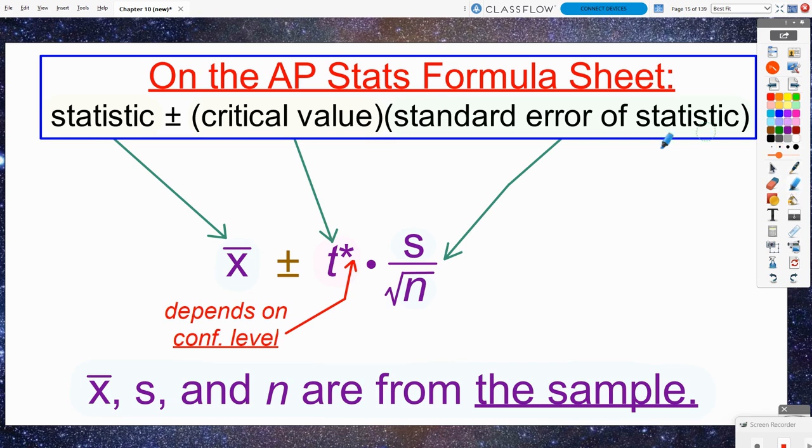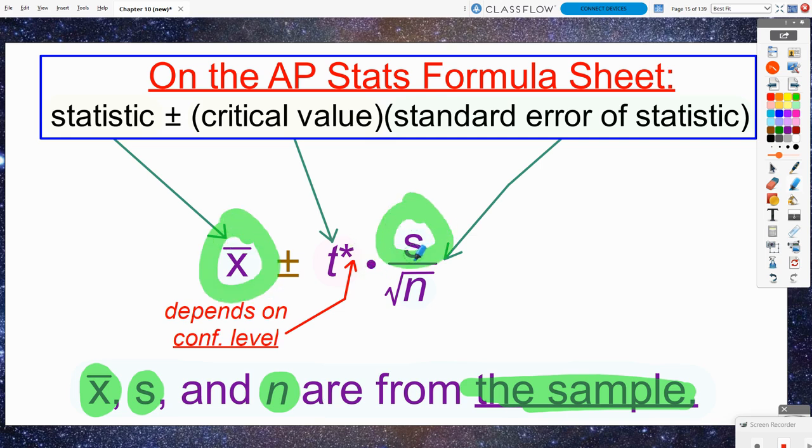Now, I just want to point out that x bar, s, and n are given to you basically in your sample information. You were specifically told what the sample mean and the sample standard deviation values were for the Oreos. We were told how many Oreos we dealt with. So we have these three numbers. All we're really going to need to figure out is what is that t value? How do we get that t value?